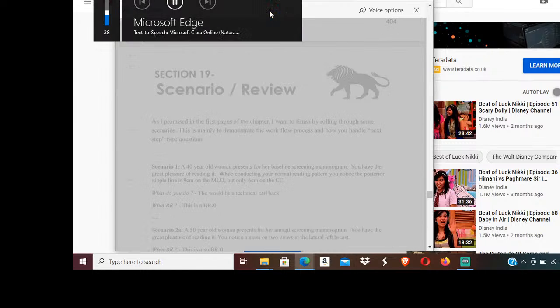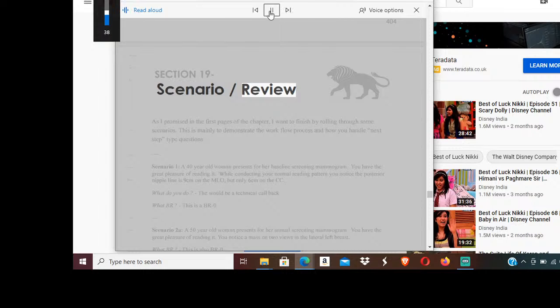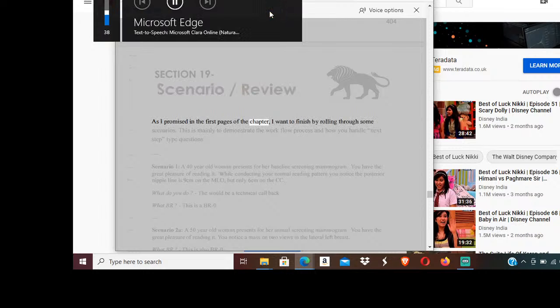Section 19, Scenario review. As I promised in the first pages of the chapter, I want to finish by rolling through some scenarios. This is mainly to demonstrate the workflow process and how you handle next step type questions.